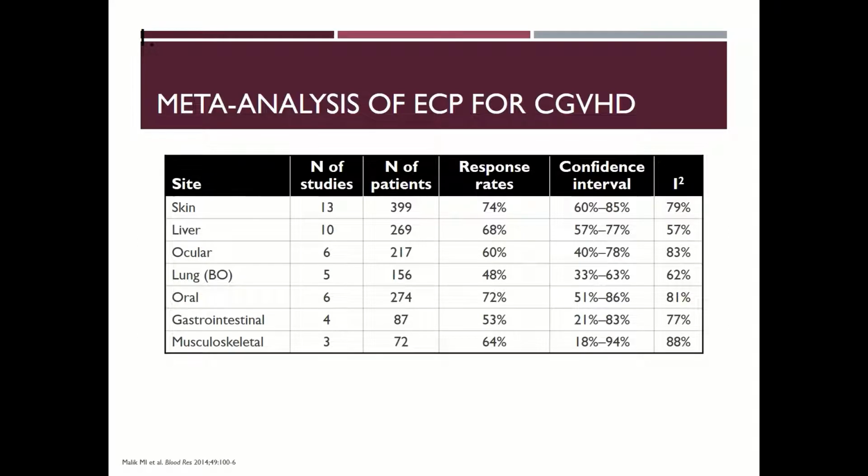Not too long ago, a meta-analysis of nearly 20 studies was published, pooling the data for chronic GvHD steroid refractory responses on ECP. One can see that the response rates are quite promising. They range from 48% in the lung to 74% in the skin. ECP also has the advantage of being a non-immunosuppressive therapy.